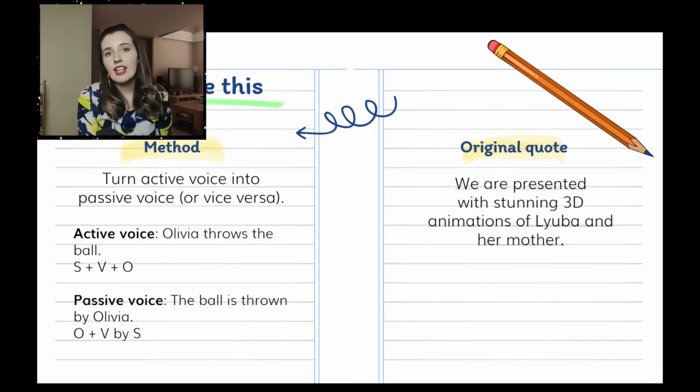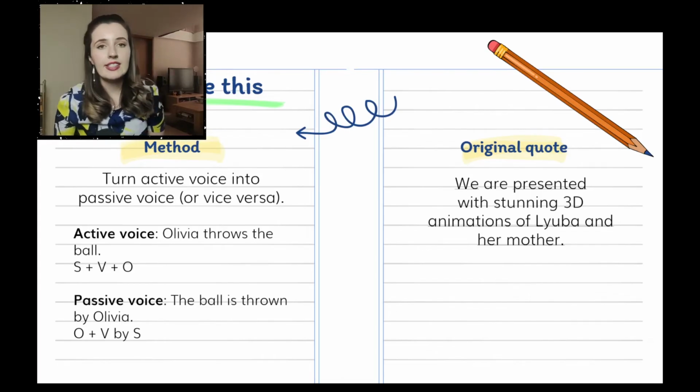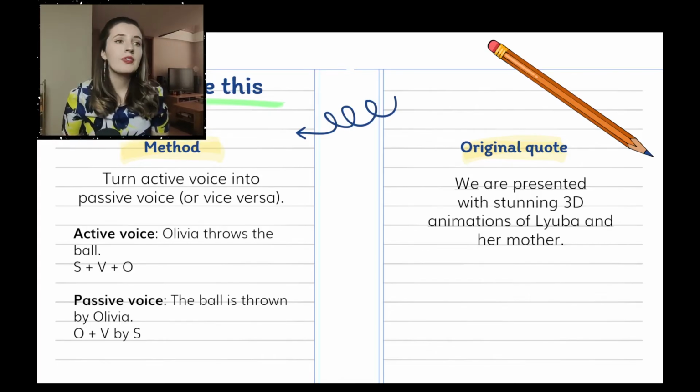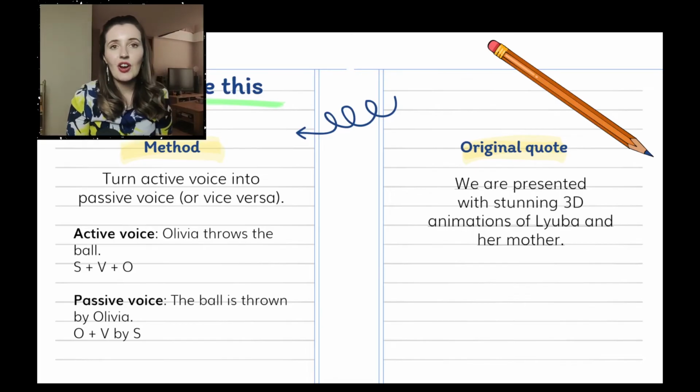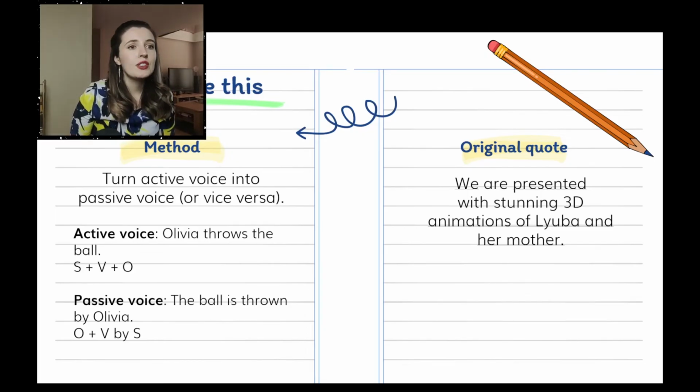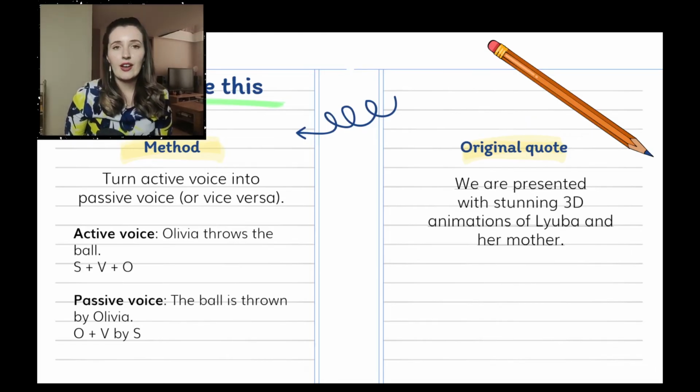But you could turn that into passive voice by simply saying the ball is thrown by Olivia. And here what you do is you take the object and you put it at the start of the sentence, followed by the verb, and then the preposition by the subject. So the apple is eaten by Sarah. Sarah eats the apple. Here is a sentence from the extract. Can you try to turn this active voice into passive voice? We are presented with stunning 3D animations of Ayuba and her mother. Pause the video now and try to do this one for me on your worksheet.